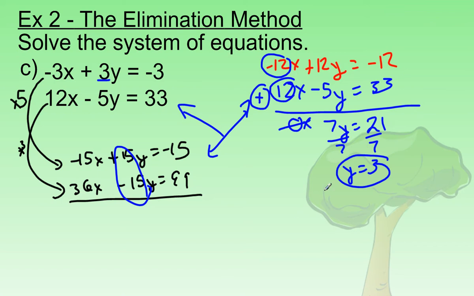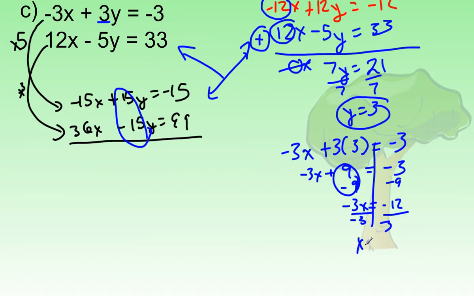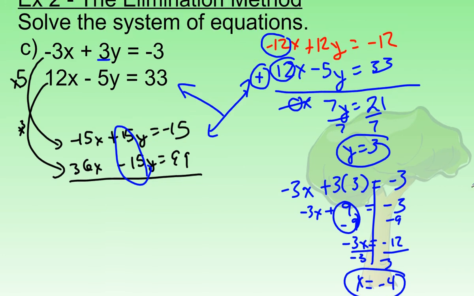And then we can take that y equals 3 and plug it back into one of our equations. I'm going to use the top equation just because the numbers are smaller. So negative 3x plus 3 times, we said y is 3, equals negative 3. And that is 9. Negative 3x, minus 9 on both sides. These cancel. Negative 3x equals negative 12. Divide by negative 3, and we have an x value of negative 4. So we get the solution, negative 4, 3.